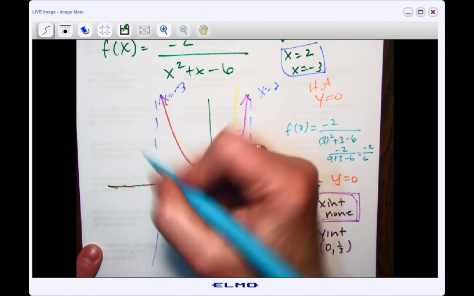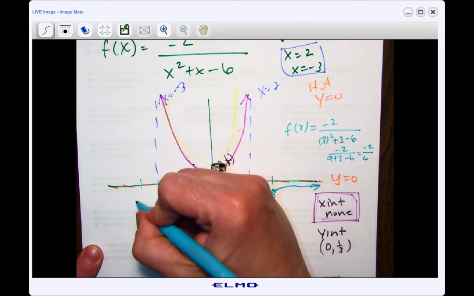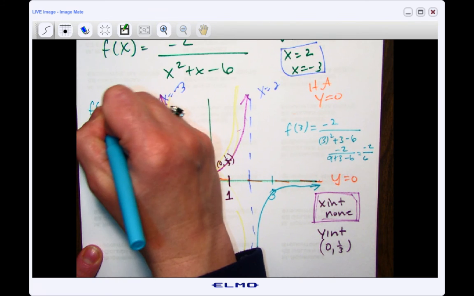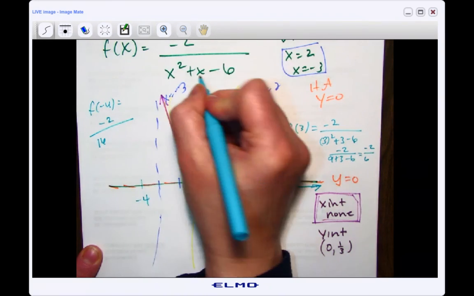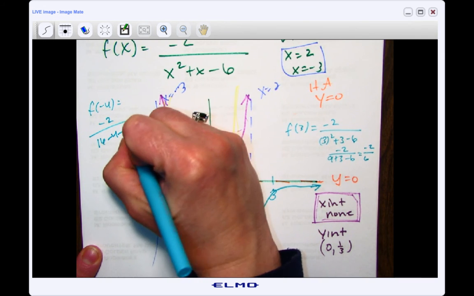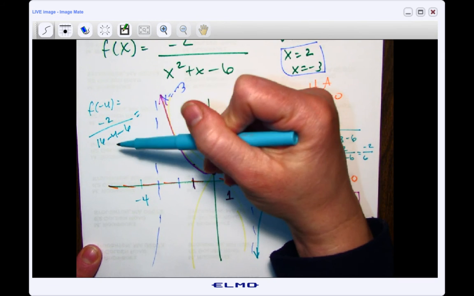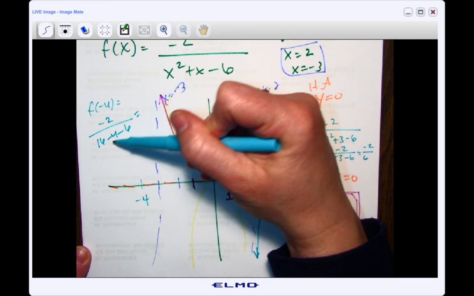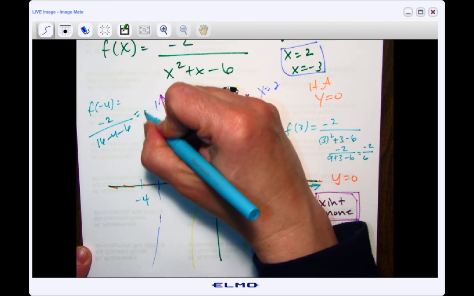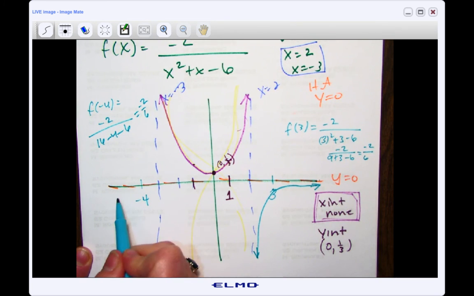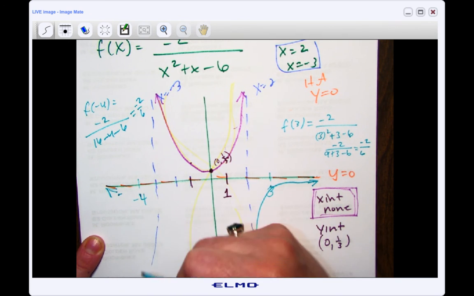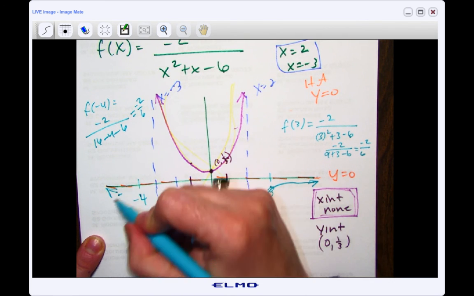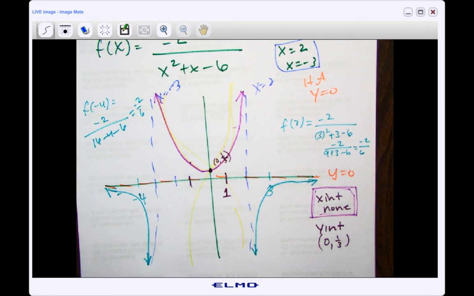All right. Now let's put in a negative 4. So f of negative 4 is going to be negative 2 over negative 4 squared is 16, negative 4 minus 6. So maybe you can see already this is going to be a negative 10, so that'll be a positive 6. So this is also going to be down here, which means that this one here has to be approaching the asymptote. It has to be approaching the asymptote, which means that it has to be a curve that does something like this. And there's my graph.